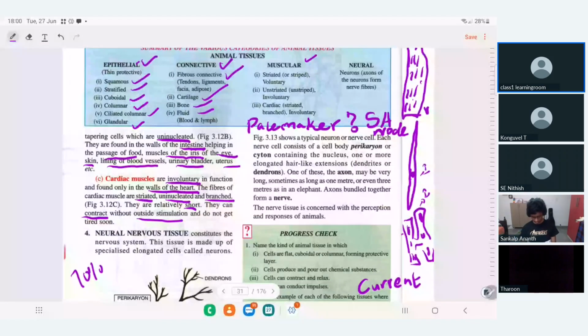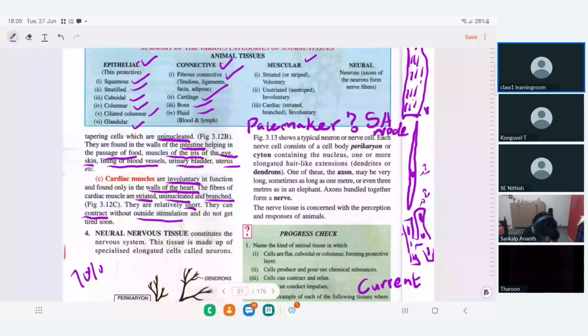And then fascia. What is called fascia? It covers the tissue. Connective tissues are covered by fascia. Okay.